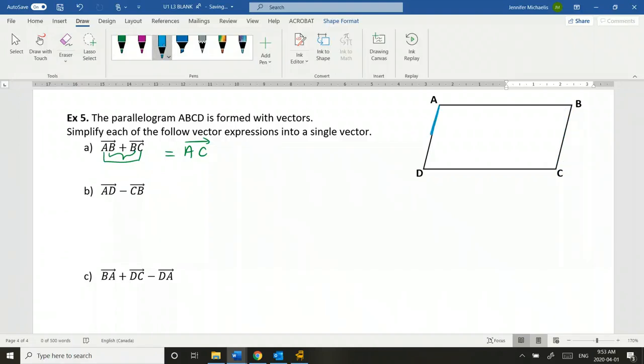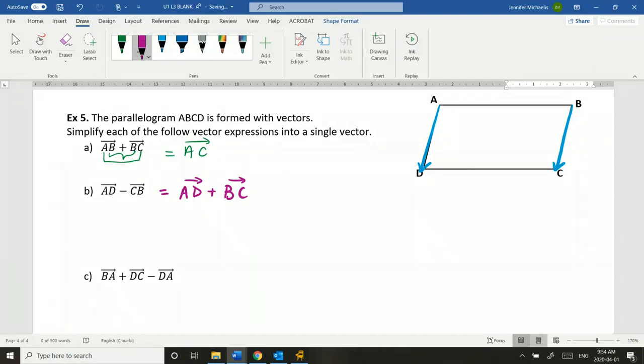Okay, so let's look at AD minus CB. What we talked about before is that negative CB is actually the same as positive BC. So sometimes what I prefer to do is just write this as AD plus BC to start. And we see that BC is actually equivalent to AD.